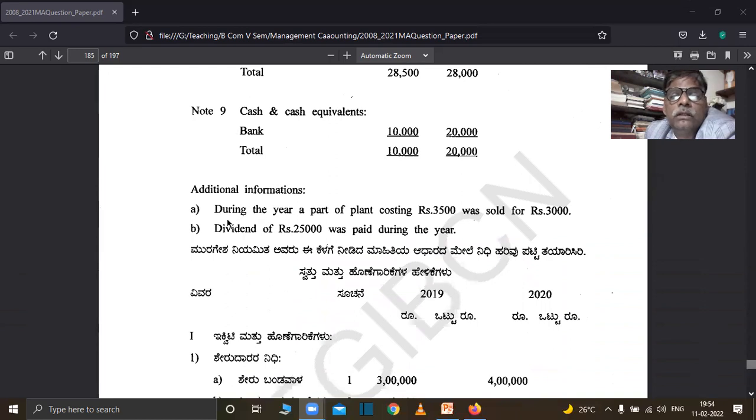Okay, you see here. During the year, plant costing rupees 3,500, sold for 3,000. This is the adjustment. Okay, if the adjustment is like this, you have to prepare the account.